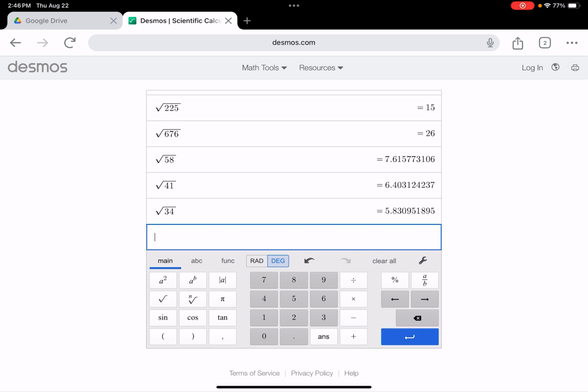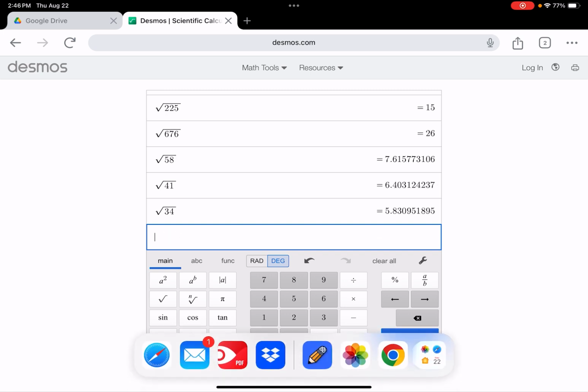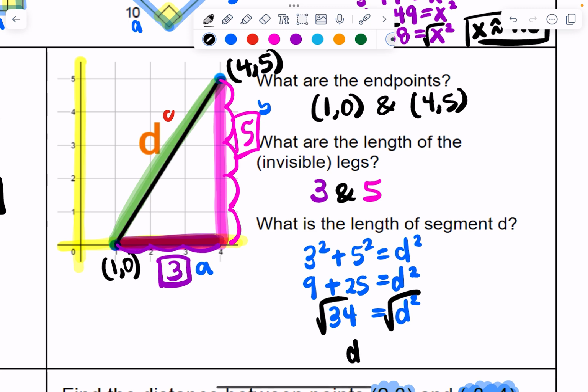And again, that's going to be another rounded answer. We're going to get 5.8. So D is approximately 5.8. And this is greater than the lengths of each leg. So we are good. We're doing good.